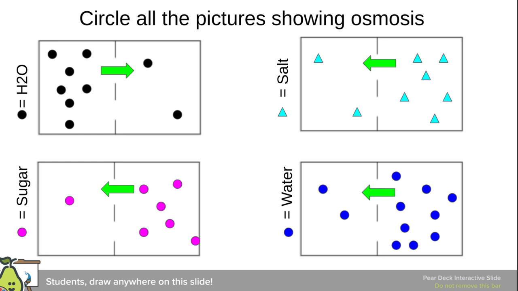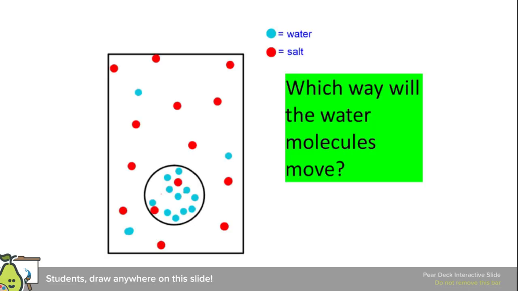If we look at these pictures, we have to figure out which ones show osmosis. So remember, osmosis is with water from a high concentration to a low concentration. This first one says H2O. Hey, that's water. So that's going to be osmosis from where there's a lot to where there's a little till equilibrium is reached. Sugar. That's not water. That's not osmosis. Salt. Not osmosis. Water. Yeah, that is osmosis. So we have two different examples of osmosis here.